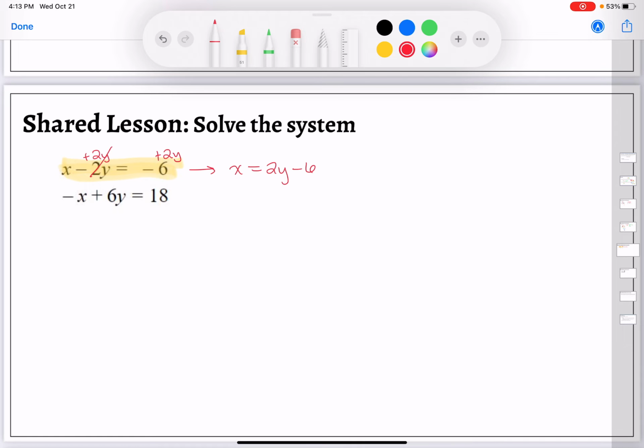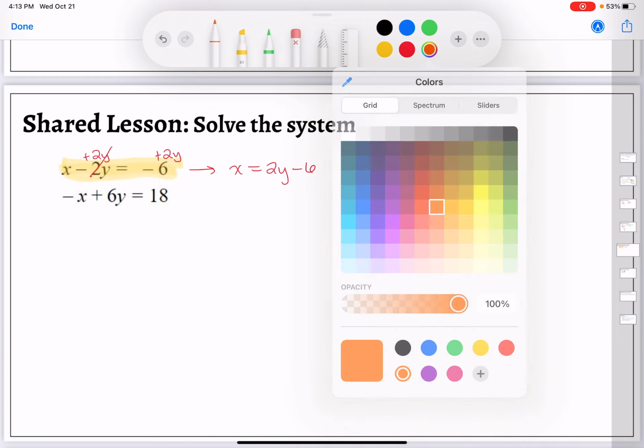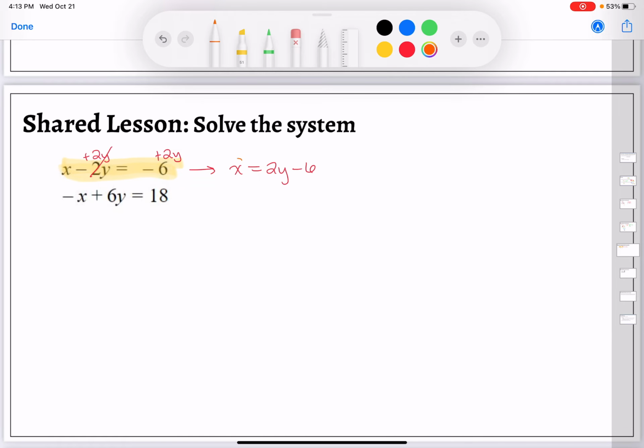And now you'll notice that I have x equals. Now in the last two problems I had y equals, but it works with x equals as well, as long as you have one variable all by itself on the one side of the equal sign. X equals 2y minus 6. So I'm going to take that 2y minus 6 and I'm going to plug it in for x in my other equation. Make sure you move to the other equation when you plug it in.